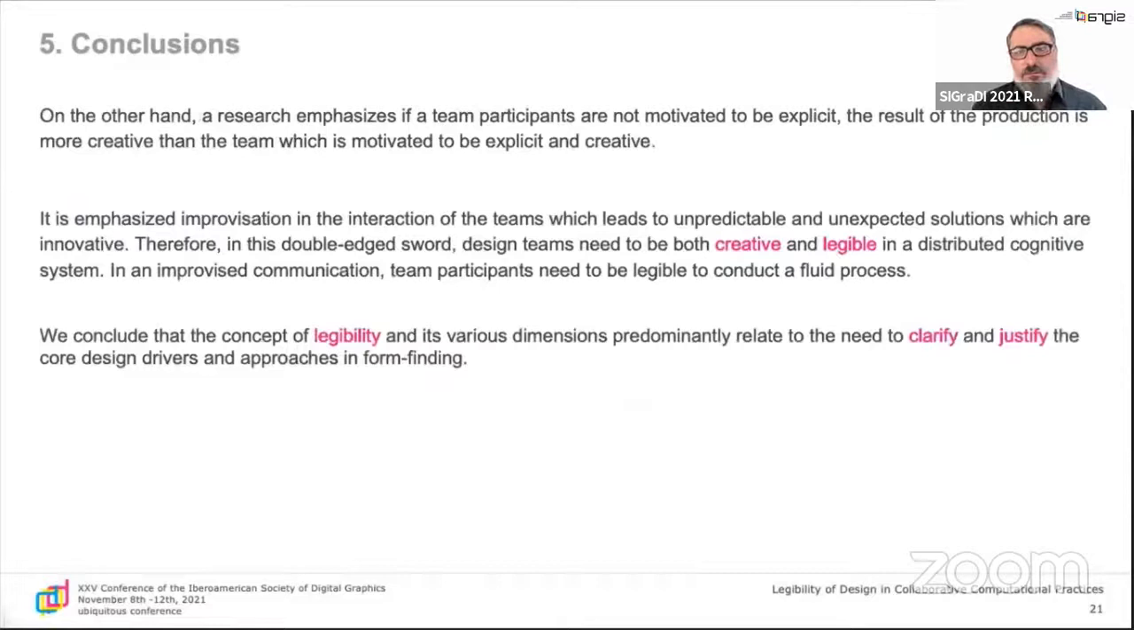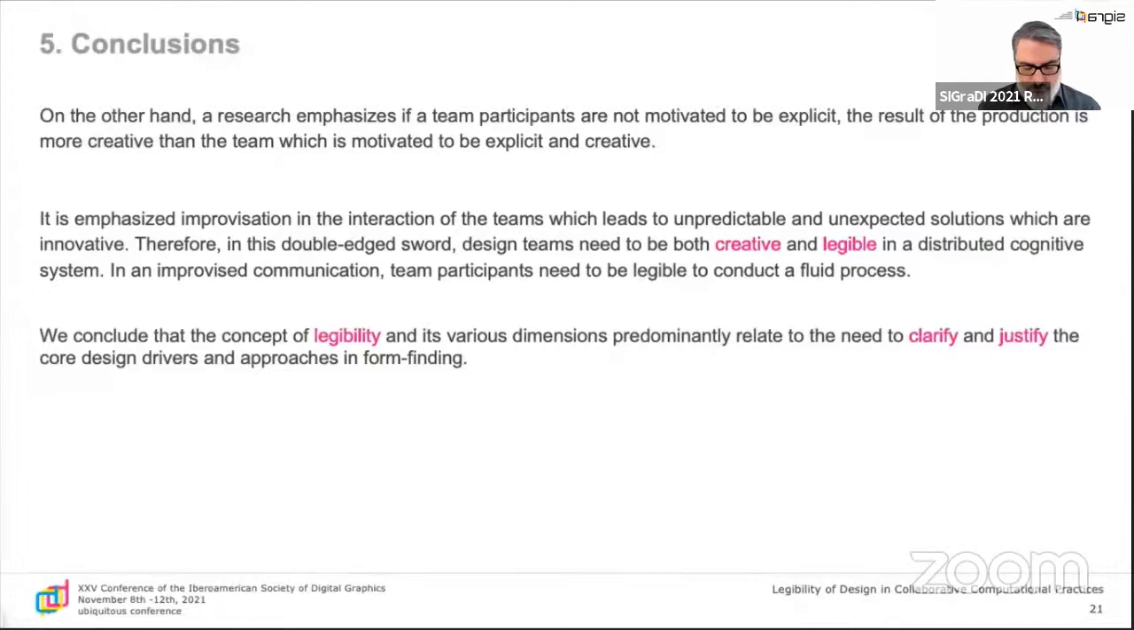On the other hand, a research emphasized that if team participants are not motivated to be explicit, the result of the production is more creative than the team which is motivated to be explicit and creative. It is emphasized that improvisation in the interaction of the team leads to unpredictable and unexpected solutions which are innovative. Therefore, in this double-edged sword, design teams need to be both creative and legible in a distributed cognitive system.